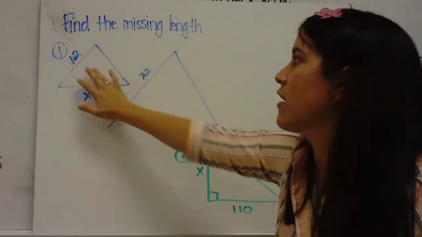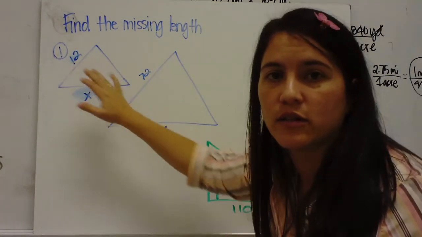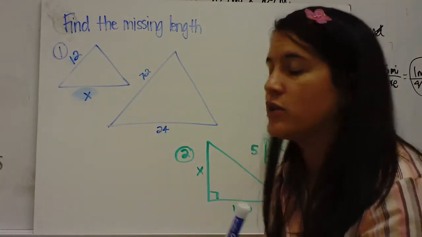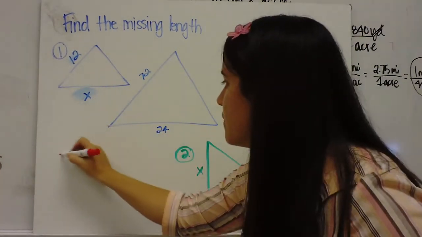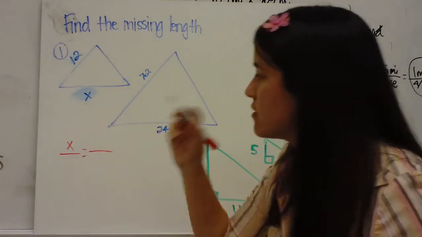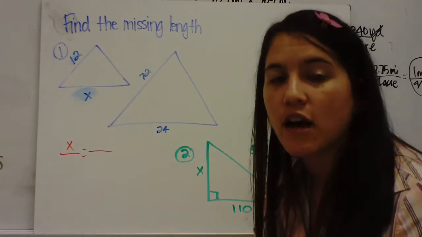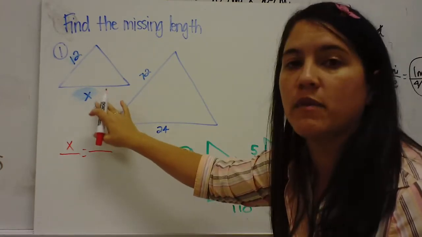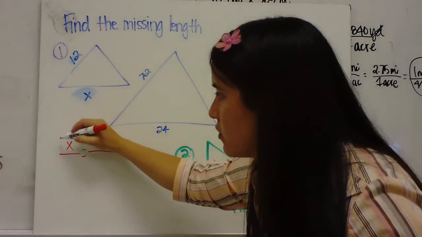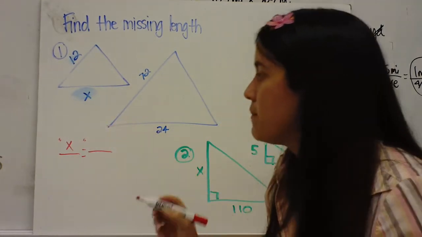Find the missing length. I have two triangles that are similar, and I need to find this missing length. To find a missing length, you're going to set up a proportion, and to me, it's just easier to start with x. Then I think to myself, does x come from the big or the small shape? X comes from the small shape, so I'm just going to put a little s on top.